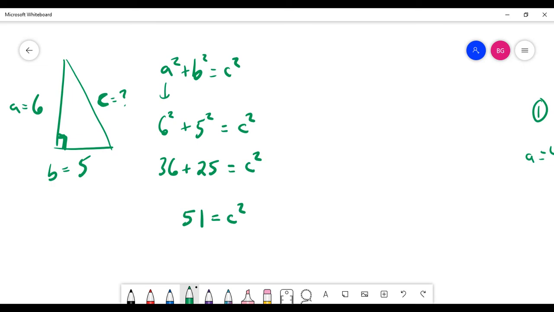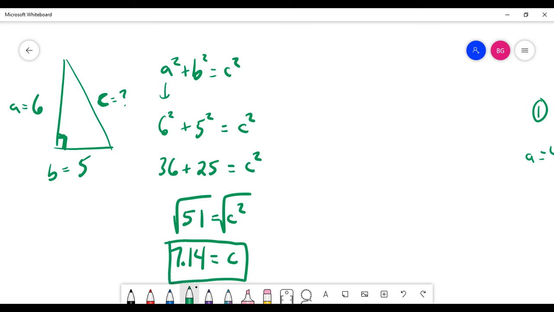Now you have to remember the opposite of squaring a number is taking the square root of both sides. So I'm going to take the square root of both sides. The square root of 51 from the calculator is 7.14, rounded to the nearest hundredth. And that is going to be equal to C. We do not have to worry about the negative value here because you can't have a negative side length. That doesn't make sense. It's like you can't have a negative distance. So we just have to worry about the positive here, and that is our C value, 7.14.